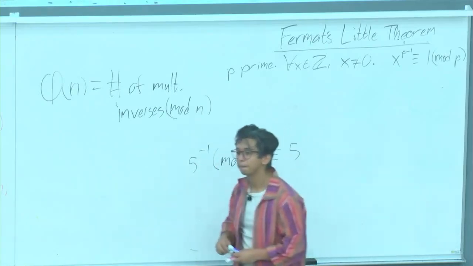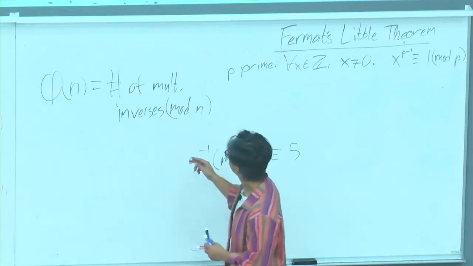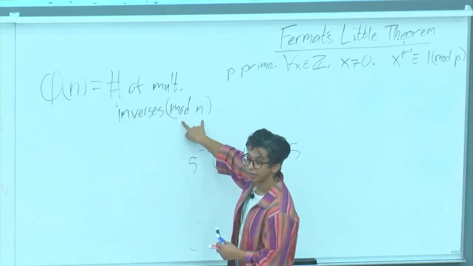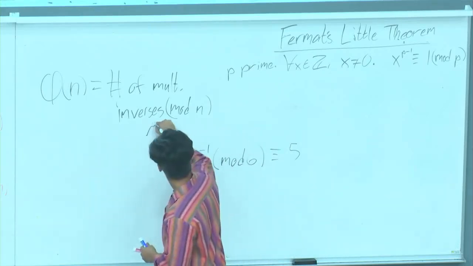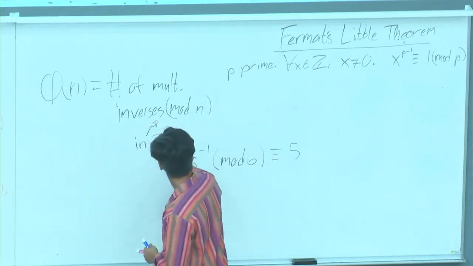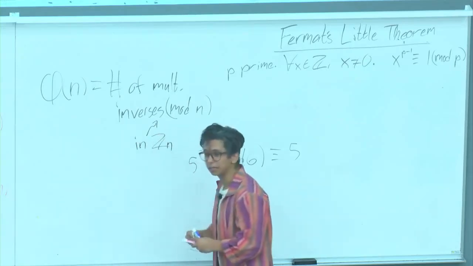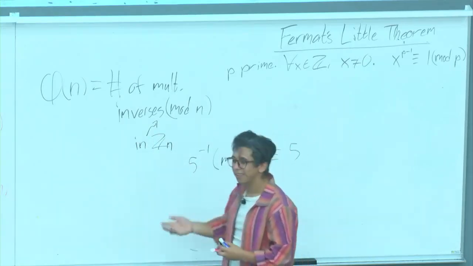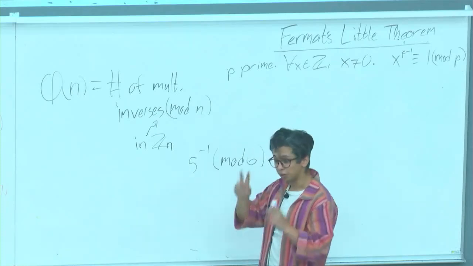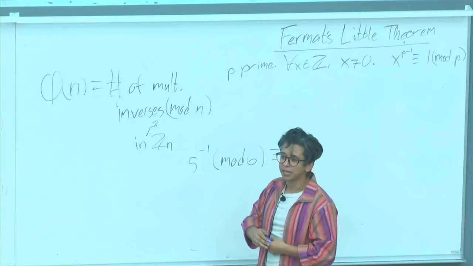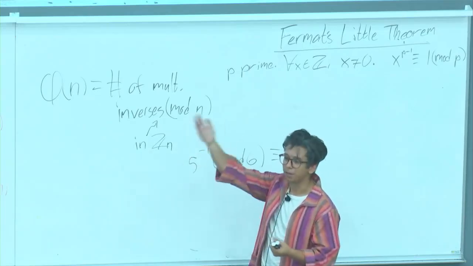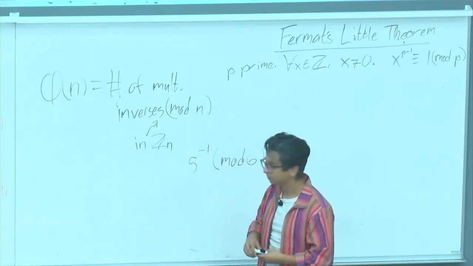The number of multiplicative inverses in what? Just all mod n, in Zn. So it only goes up to whatever n is? Yes, exactly. Basically, we're talking about congruence classes again, like 0 up to n. Why? Because if you go past that, then you jump back into the same congruence classes.